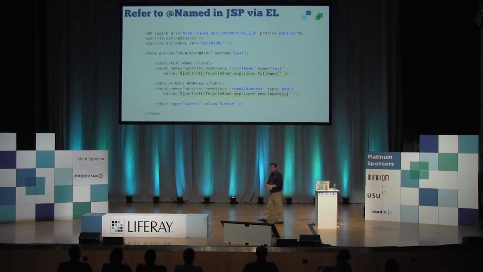Okay, so here's a JSP. And I'm just trying to show how you could use EL to reference these beans. So the first one highlighted, you see Portlet Lifecycle bean.applicant.fullname. This is just for a text box, right, where we're trying to populate the text box with the value of get full name. That would be on the initial render. And similarly for the email address, it would be Portlet Lifecycle bean.applicant.email address.